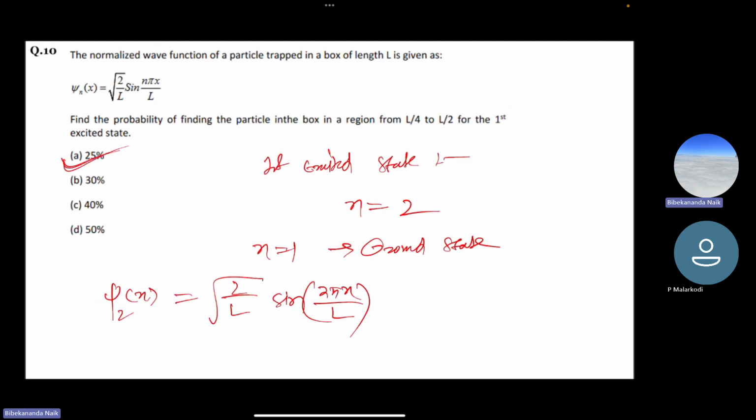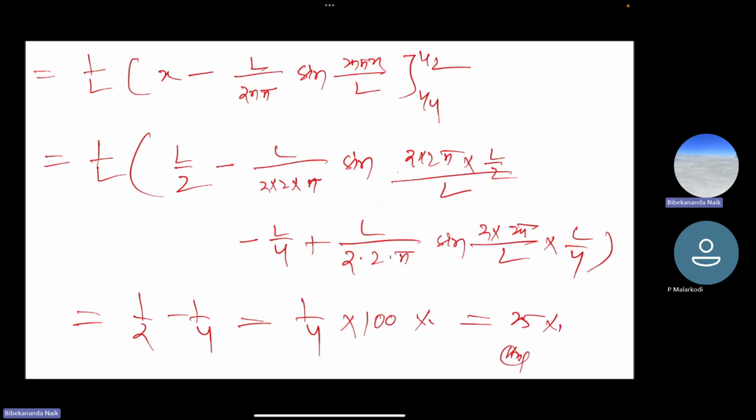So the probability of finding the particle between the distance L by 4 to L by 2 is 25% in the first excited state. So when we put n equal to 2, it will give you 25%. So 25% will be the correct answer. Is this clear to you? Yes, sir. Yes, sir. Thank you, sir.